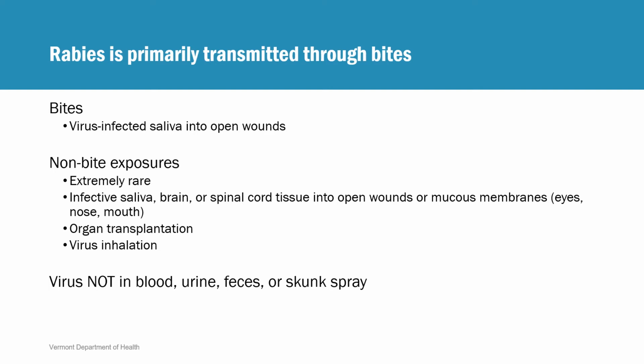Virus is not present in blood, urine, feces, or skunk spray, so these bodily fluids of animals are not infectious. Also, you cannot get rabies by what we call secondary exposure, by touching things that may have saliva on them, such as a water bowl or a pet's fur that had contact with a wild animal.